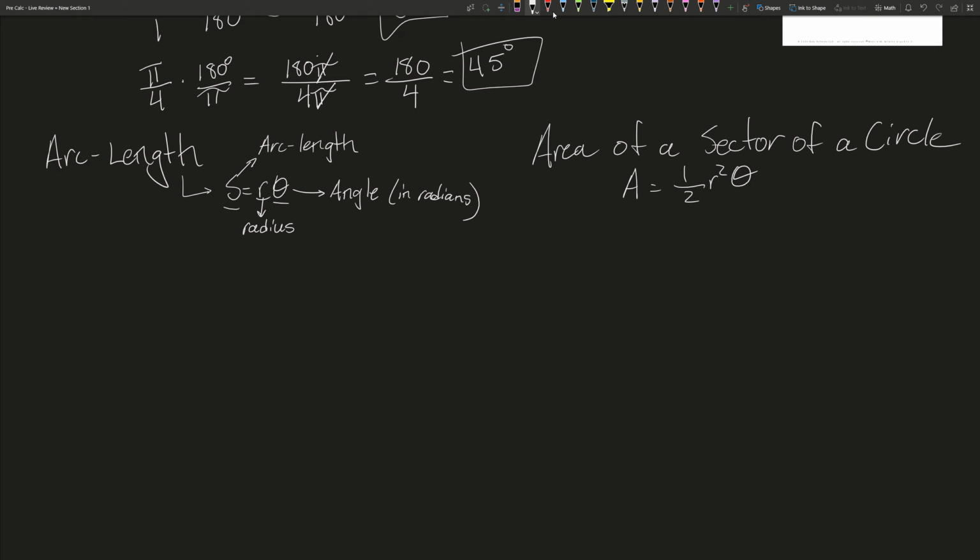So very basically, and we'll do this later when we do the practice test, say we're trying to find S given a radius of 4 feet and an intercepted angle of pi over 4. S then would equal 4 times pi over 4. Those 4's would cancel, so S would just equal pi.